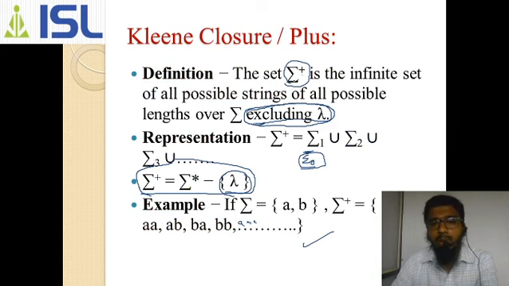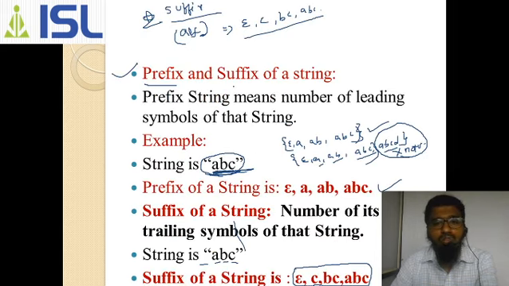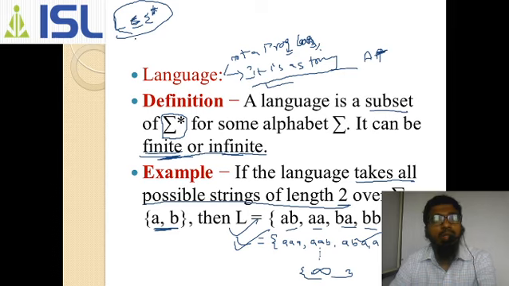It is represented as sigma plus. Prefix and suffix. Prefix is nothing but the first part. If we have a string, first we take a, then ab, then abc, like that, and also epsilon. Suffix is nothing but, for abc, you take the last, then last minus 1, then last minus 2, like that we get the result: epsilon, c, bc, abc. Here I showed you. Okay, fine.